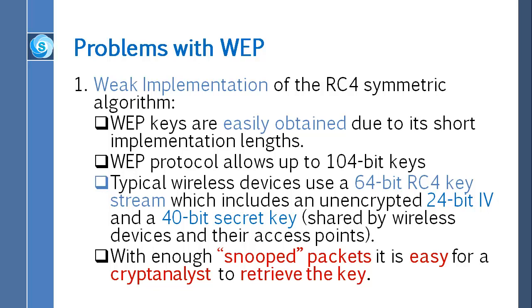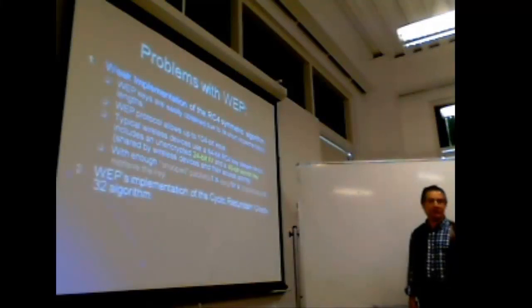Okay? Although the WEP protocol allows up to 104-bit keys, the key length still is not enough. A typical wireless device is going to use a 64-bit RC4 key stream, which is a 24-bit IV in clear form and a 40-bit secret key. This key is going to be shared by wireless devices and their access points. And with enough snooped packets, it is going to be easy for cryptanalysts to retrieve the key. That is the case for RC4 anyway. So that is the first weakness.